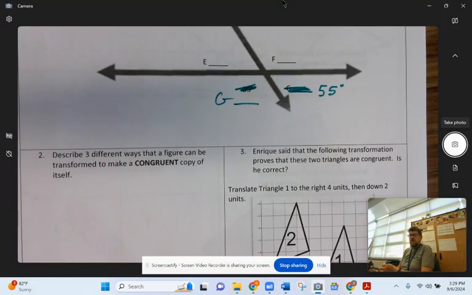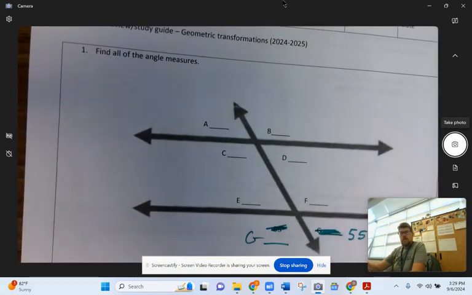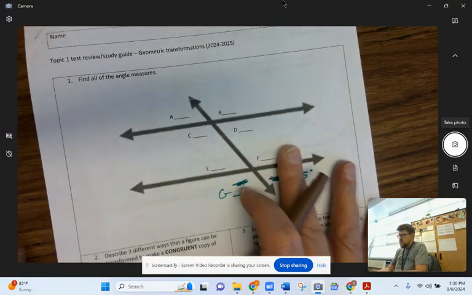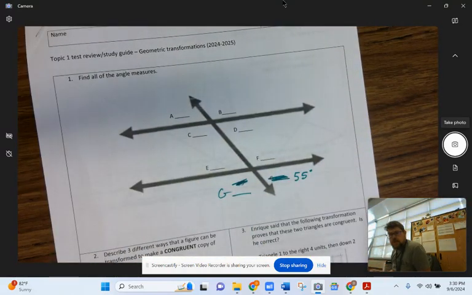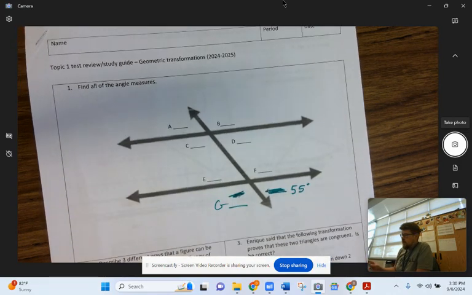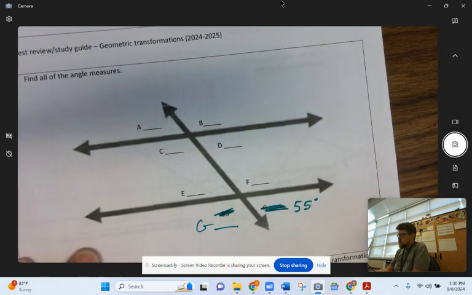Okay, folks, this is our test review / study guide for our first unit test. So we're going to start with a set of parallel lines and a transversal. Small typo here, 55 should be right here and G should be right here. So the idea here is we are figuring out all of the angle measurements. Okay, we can talk about the relationships we have right here.